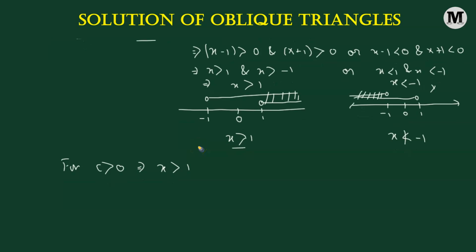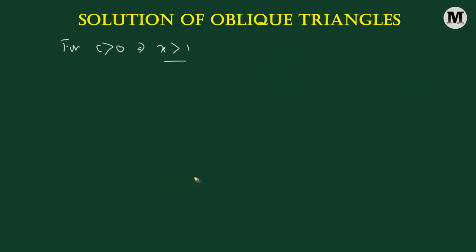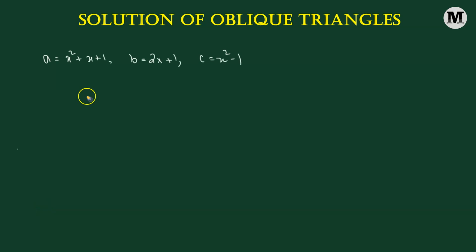So our condition must be that x must always be greater than 1. Okay, fine. So here we have established the fact that x must be greater than 1. Let's now try to figure out which one is the greatest side. So we have a, let's note down the value. First, we're going to find out a minus b.